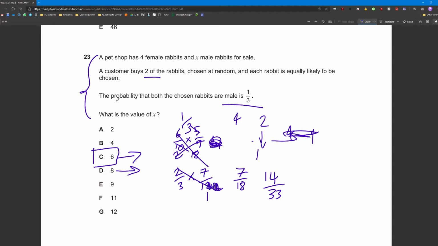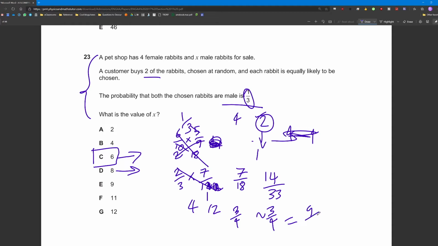So what we did is we saw intuitively that 2 male rabbits would definitely be much less than 1/3, because there's only one possibility out of something like 15 ways you could pick 2 rabbits out of those 6. But we also saw that 12 must be too much, because it would be 3/4 for the first rabbit, and then approximately 3/4, but a little less, for the second rabbit.